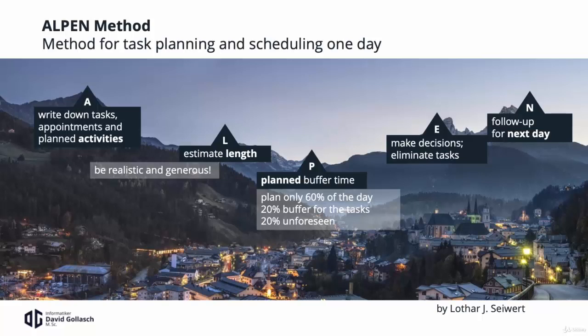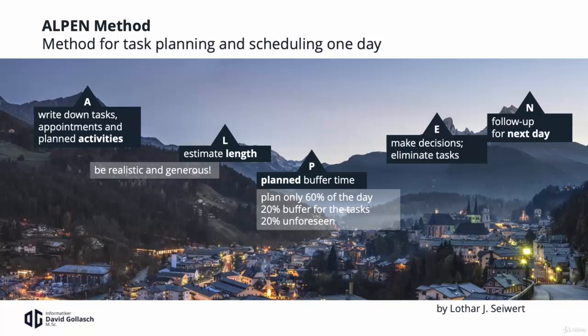But if we plan in advance that 20% of the time is available for the unforeseen stuff, then hopefully we are fine. The other 20% are reserved for real buffer time for the tasks that we plan to do, because even though we are trying to be as realistic and as generous as possible, we will need more time than expected for fulfilling our tasks most of the time. So if we ensure to only schedule 60% of the available time in advance, then in most cases we are pretty fine doing all the things we planned during the day.